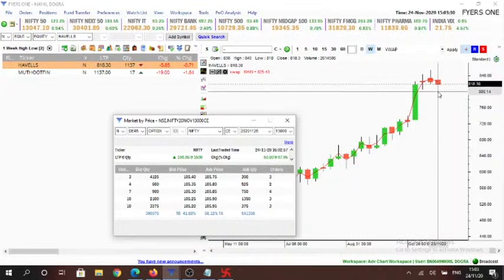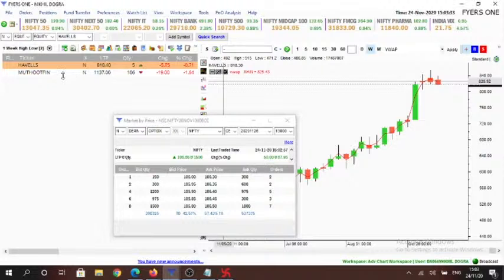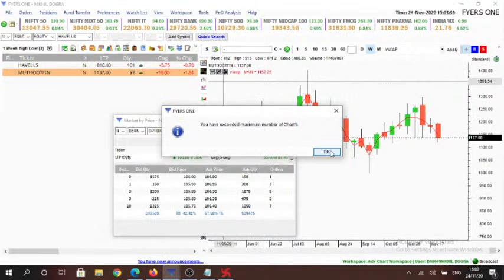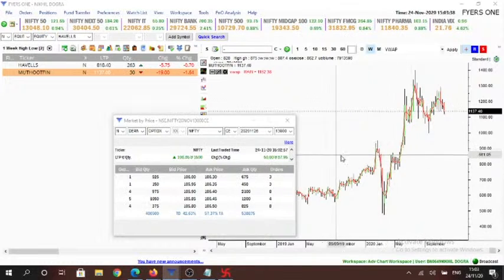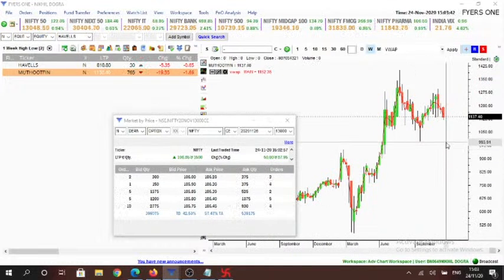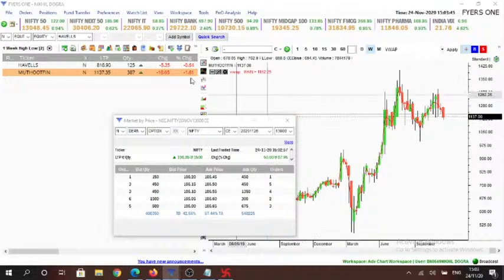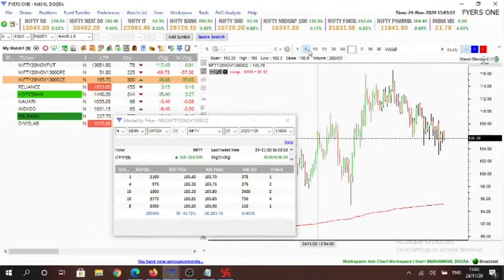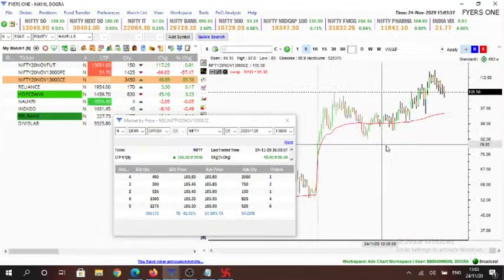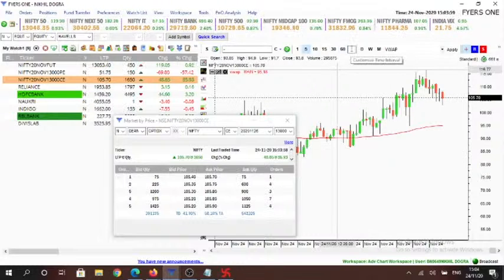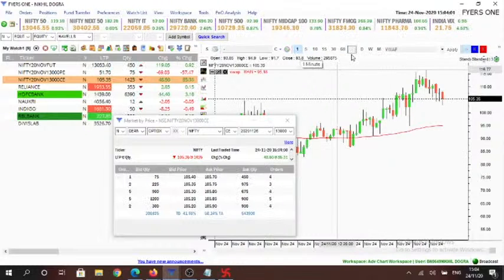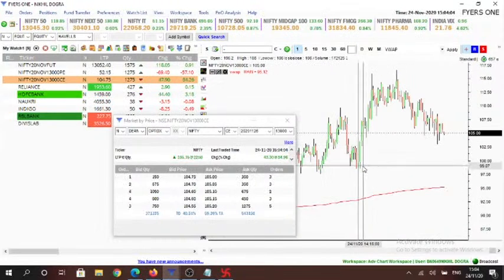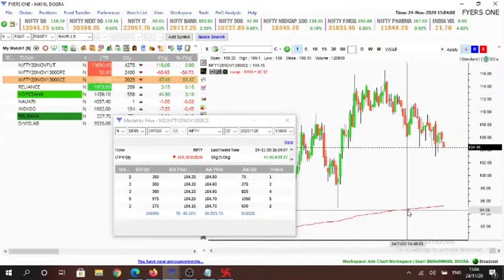So Havells and Muthoot Finance, these two stocks in a rising market, they are the underperformers. Let's do 1 minute chart and observe the market depth. This is what we are going to be doing.